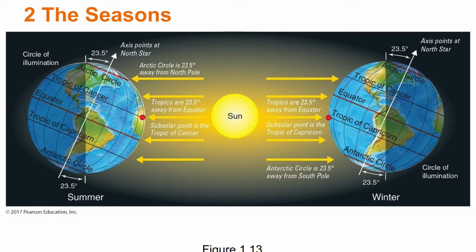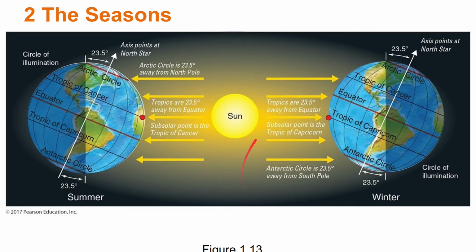Because it's clearly summer in the Northern Hemisphere, the Tropic of Cancer is the subsolar point. Below the Antarctic Circle, they have 24 hours of darkness. So it's clearly Southern Hemisphere winter. And by the same token, in June, when it's our summer, the subsolar point, wait a minute, I got that backwards.